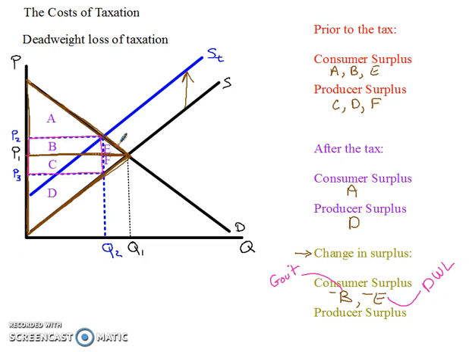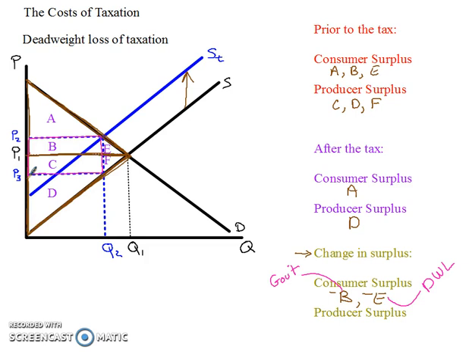Now, let's look at the producer. For the producer, what happened to them? Well, the producer surplus used to be area C, D, and F. It used to be this bottom triangle. And now the producer surplus is only going to be area D.